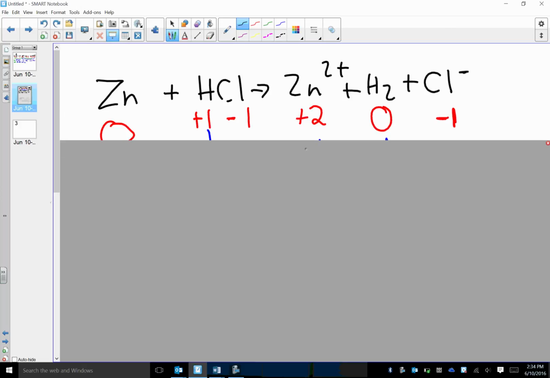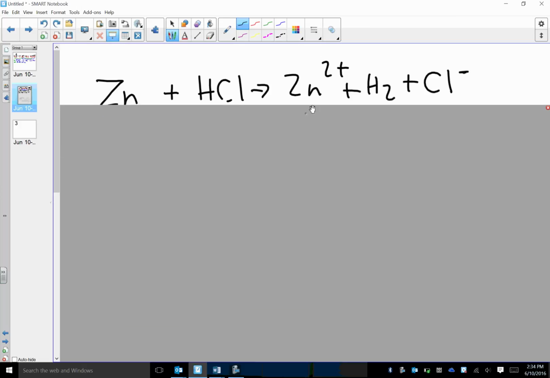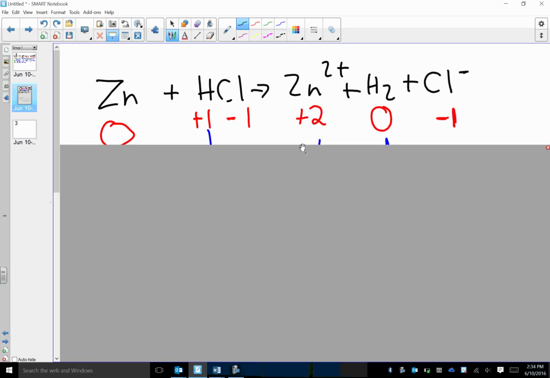Okay, so here's an example showing an equation. It has some diatomics, and we're going to decide what the half reactions are and try and balance. Okay, so what I did first is I wrote all the oxidation numbers.